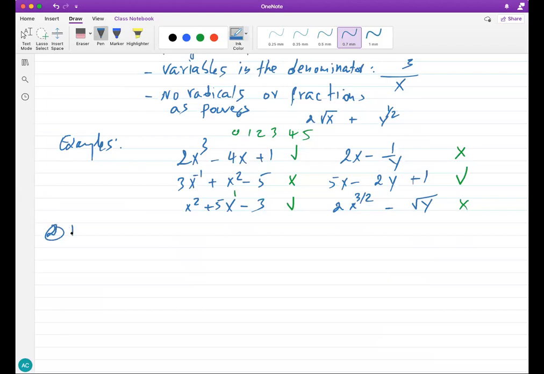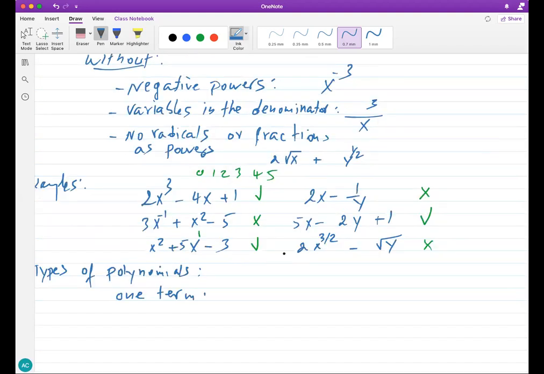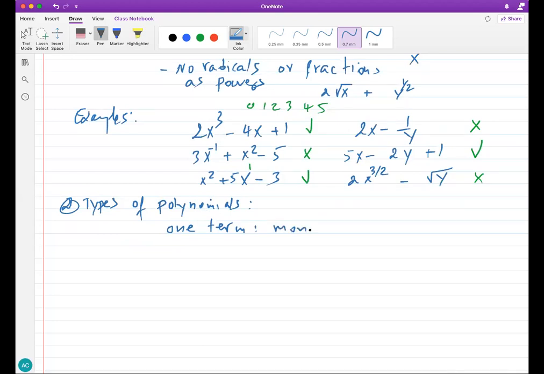Now we have types of polynomials. We have names for polynomials based on how many terms. Sometimes you may have 1, 2, 3 terms, or more. It's based on the number of terms that we can name polynomials. So for one term, it's called a monomial. Monomial example, let's say 2x to the third. Just one term, not three like this one. So we call it monomial.